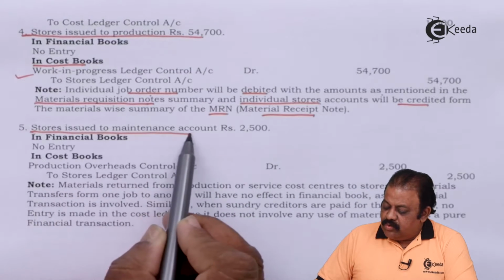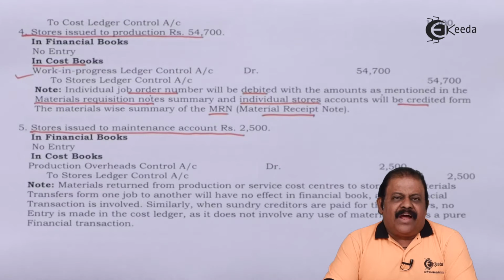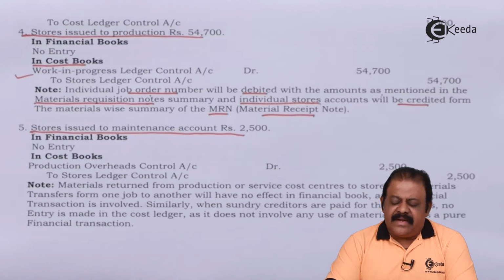Stores issued to maintenance, 2,500. This is an internal transaction where some stores are issued from the godown to jobs or to plants for maintenance purposes. This will not be recorded in financial book, but in cost book it will be recorded, treating it as an overhead. Overheads control account will be debited, store ledger will be credited.